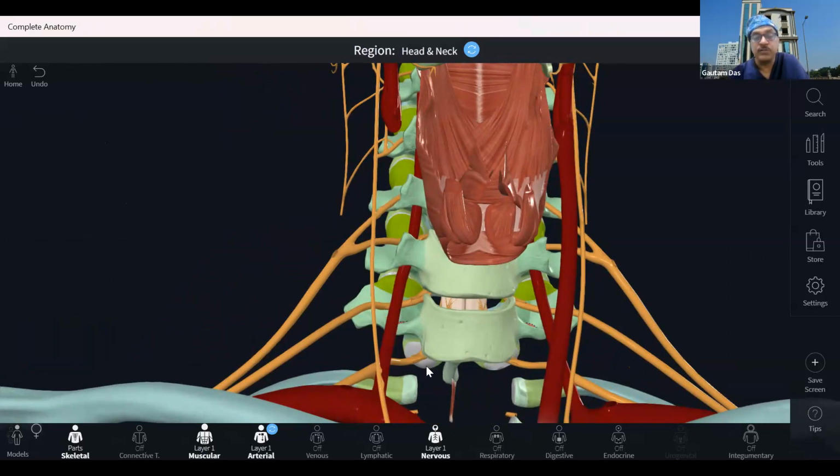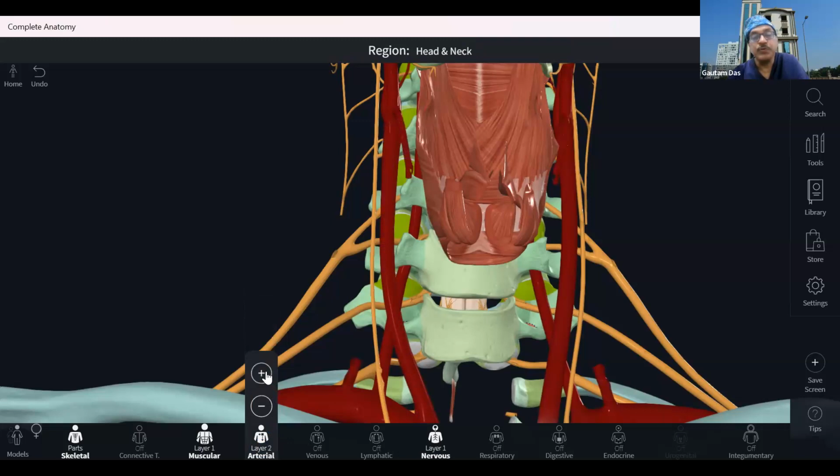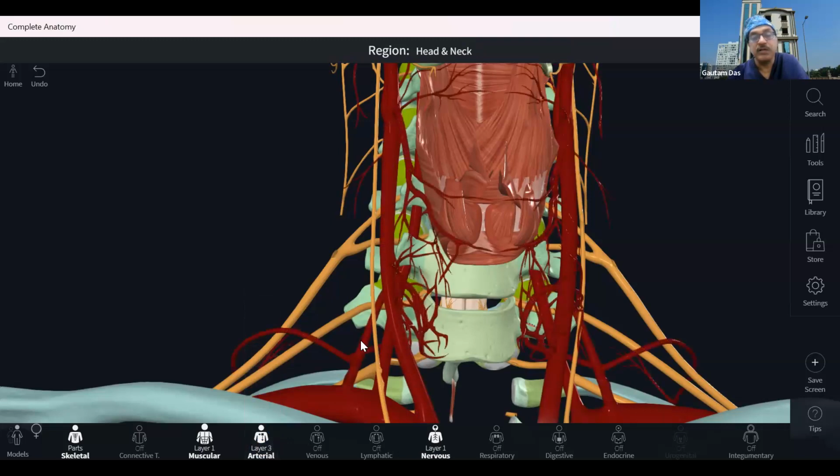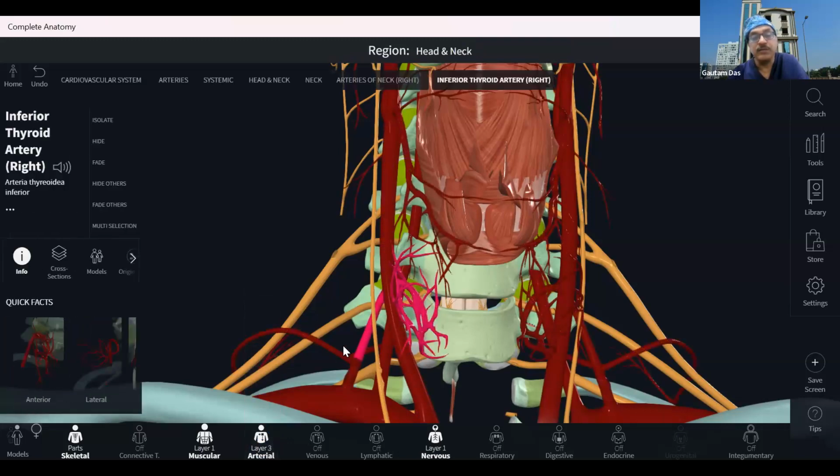And another artery, which is not seen here, I can put it there, is your inferior thyroid artery. Let me put it. So this is your inferior thyroid artery. It goes posterior to the common carotid artery, and that is also at the level of the C7. So at C7, there are two vascular risks.